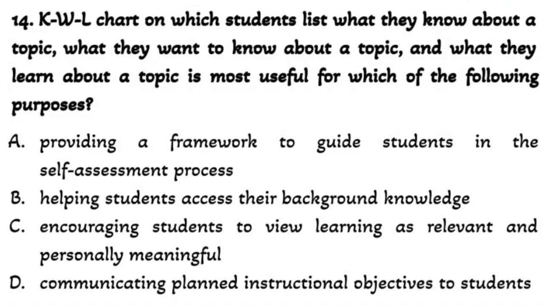KWL charts are graphic organizers that help students manage information before, during, and after a unit or lesson. Students begin by brainstorming everything they know about a topic, which is recorded in the K column of the chart. It is this part of the process that is particularly useful in helping students access their background knowledge about the topic in question.